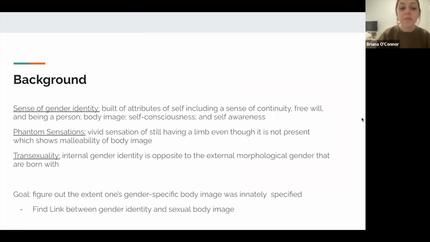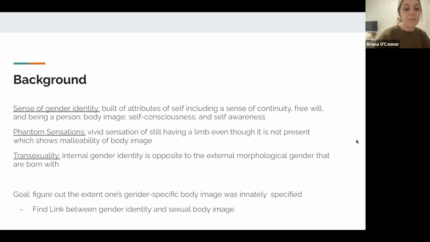So just some important terms and information to highlight. To start off, he mentions the attributes needed for a sense of gender identity and describes these attributes as a vector which interacts at a single point to create a sense of self. So this includes a sense of spatial continuity, free will, being a person, embodiment, as well as body image, self-consciousness, and self-awareness. Phantom sensations are the vivid sensation of still having a limb, even though it is not present, which showed the malleability of body image and suggests that there is some innate scaffold of body image, which could be attributed to mirror neurons.